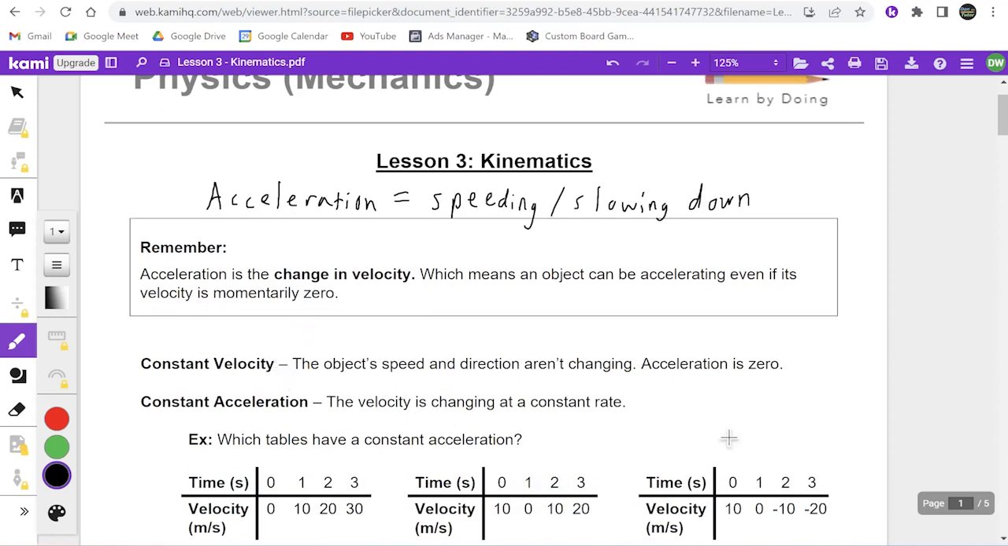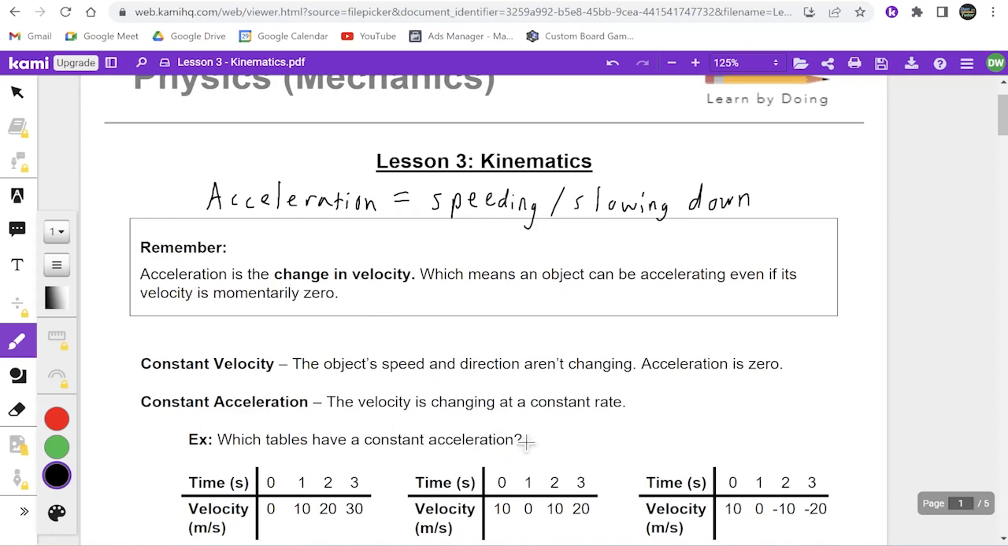The number one mistake I see people make in this topic is they don't know the difference between velocity and acceleration. That's like not knowing the difference between a fruit and a vegetable. It's not gonna go well for you if you don't know this fundamental difference. So constant velocity is defined as the object's speed and direction are not changing, acceleration is zero.